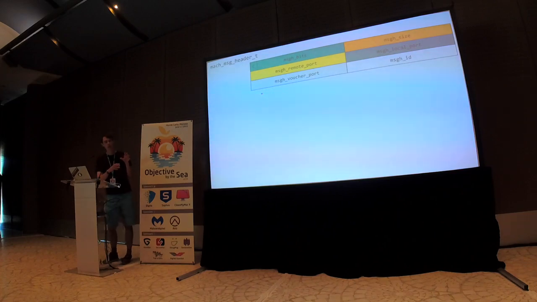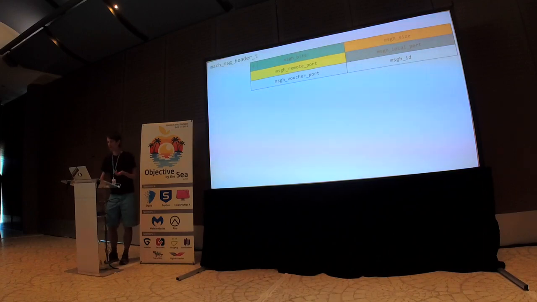The fundamental unit of a Mach message, in user space at least, is this 24-byte structure. This is the smallest possible Mach message you can send. The only thing we are interested in here is this single bit. This is the complex bit, the most significant bit of the first DWORD. It tells us whether this message is complex, if it is one, or simple, if it's not one.